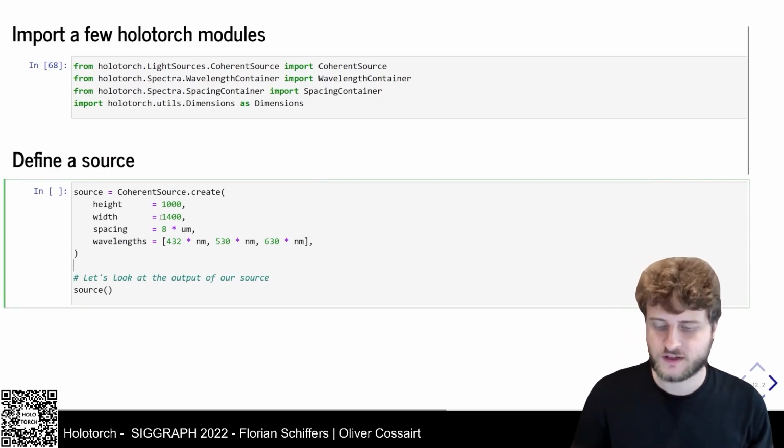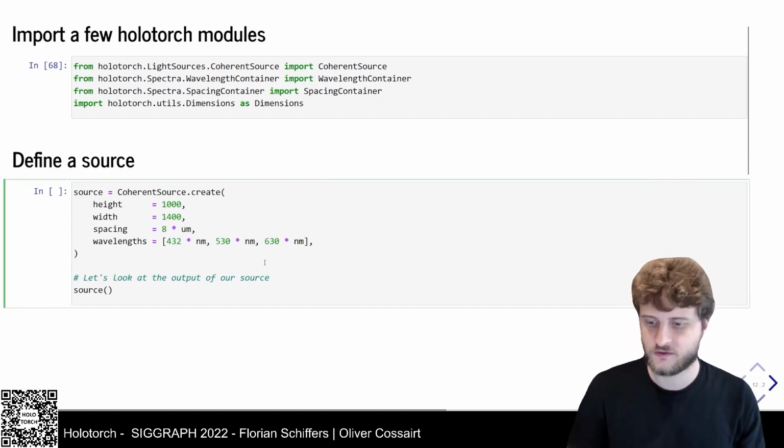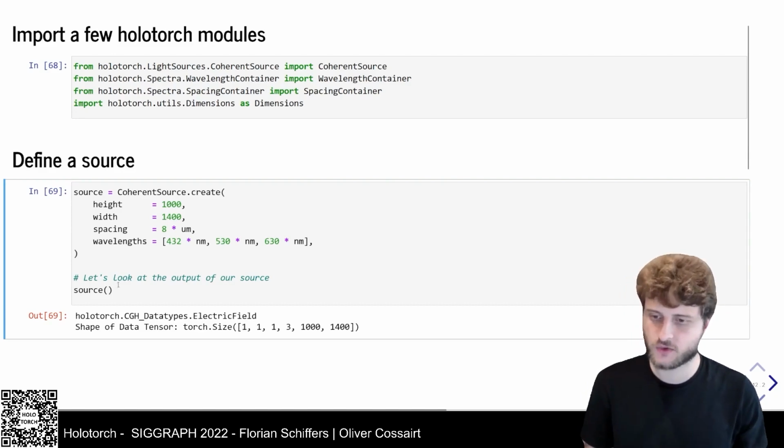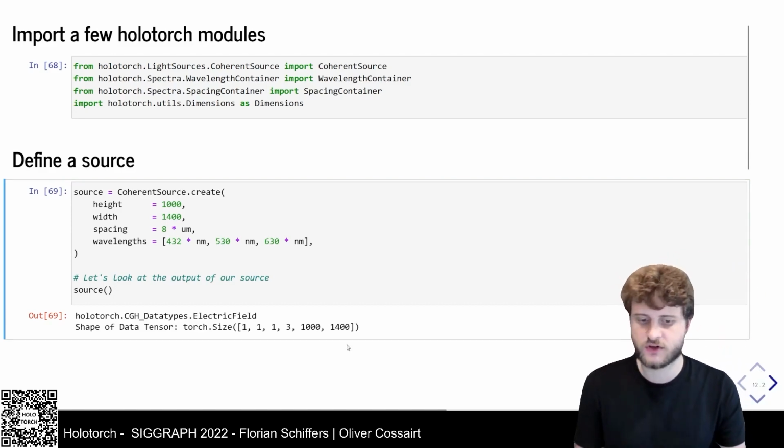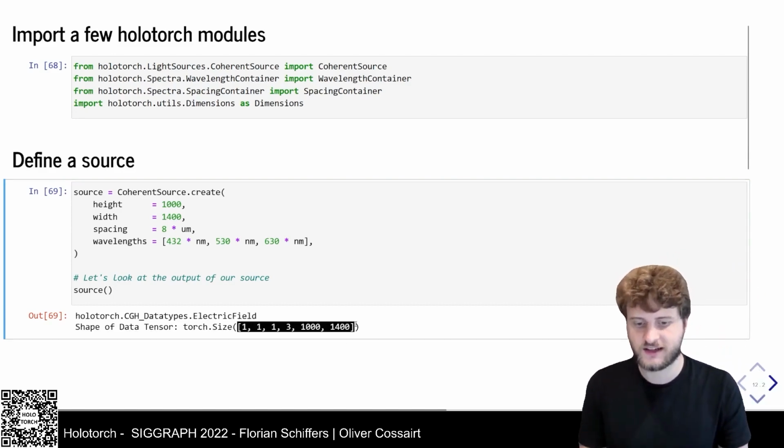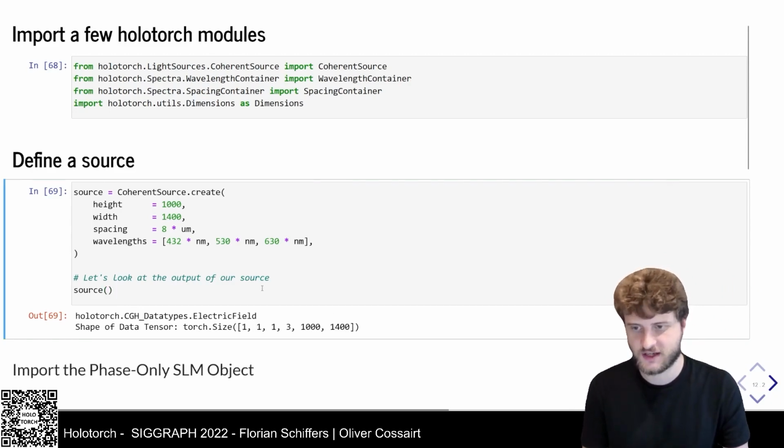We give it a height and a width, spacing, and we're going to use 3 wavelengths, or RGB. We can create a source and look at the output of the source. We can see here it's a 5-dimensional object, an electric field, and it has 3 different channels for RGB, and the height and width is the same.